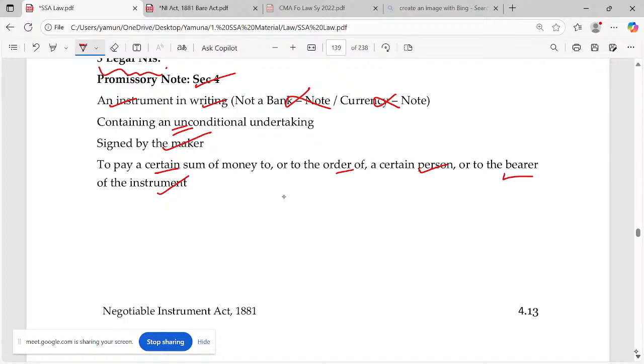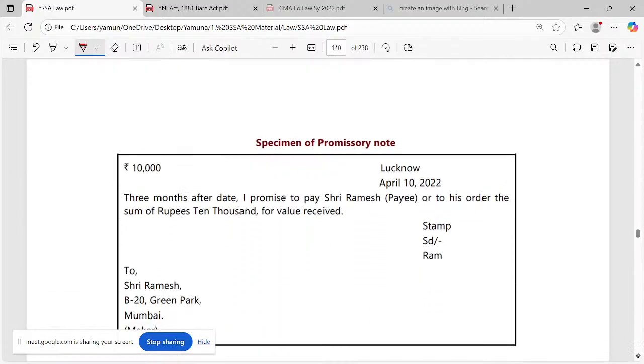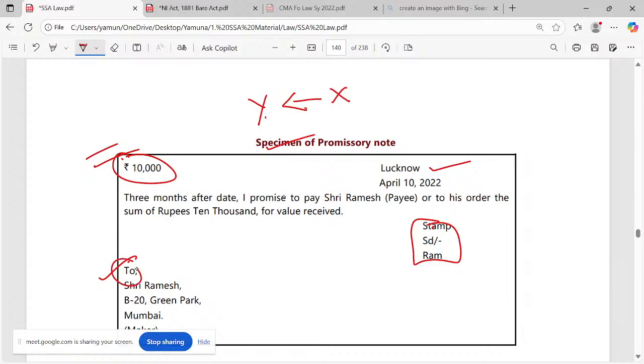We have already done it in detail, so I am not going word by word. See, this will be the specimen of a promissory note. Rate, amount, and the place are important. Stamping will be there. To whom? Okay, this is from our example. X the buyer is giving the promissory note, saying that he is promising to pay the amount to Y. So to whom? To Y.